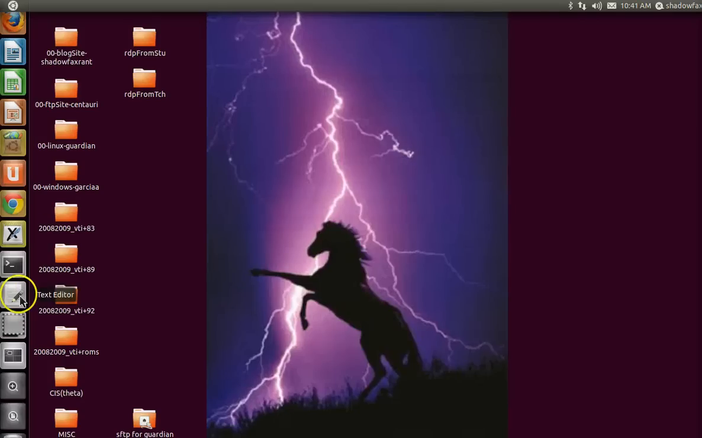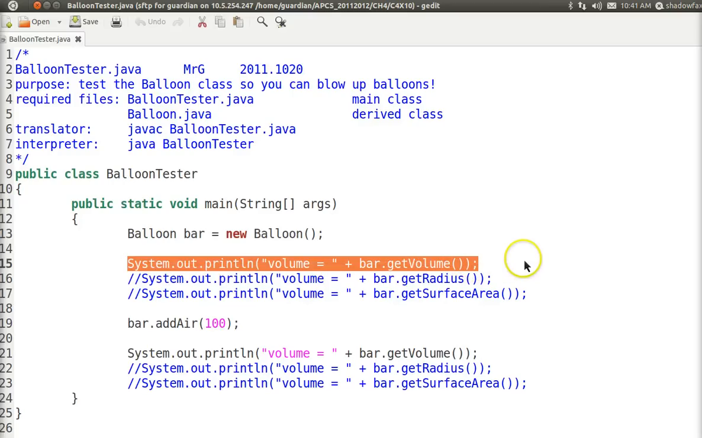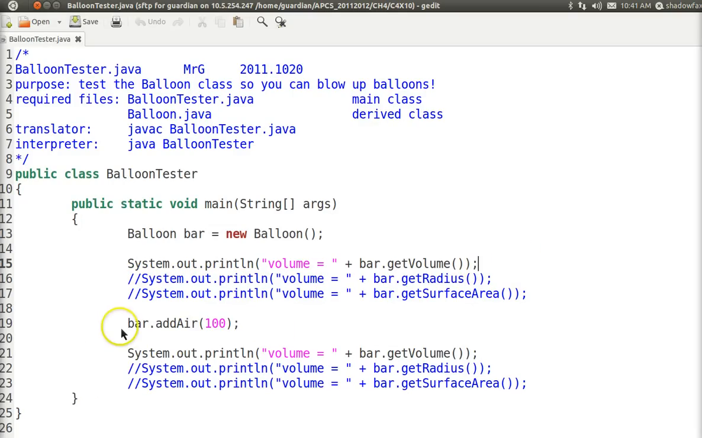And we're back. All right, so here's balloon tester from C4X10. Last time you should have had the constructor and the accessor get volume working, yes? Yes. Okay, so let's get this much working. You don't have to type in the blue stuff yet. The blue stuff is for later.